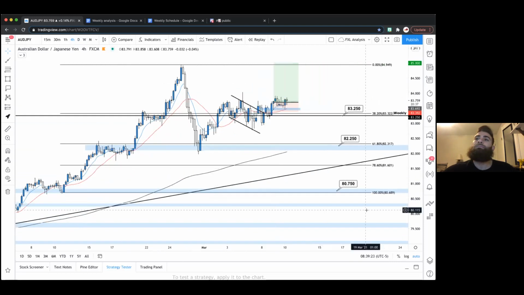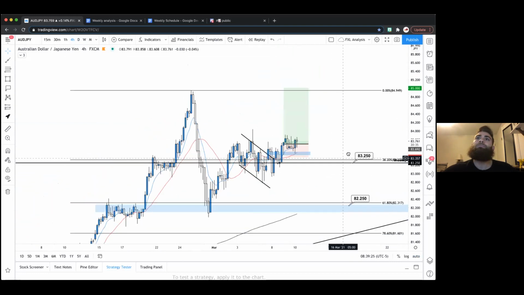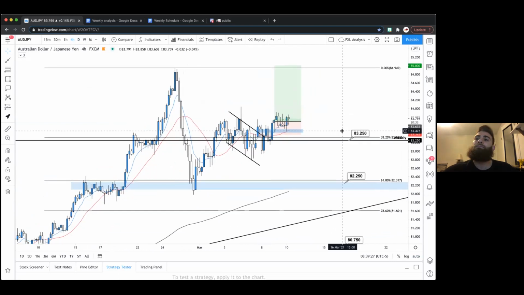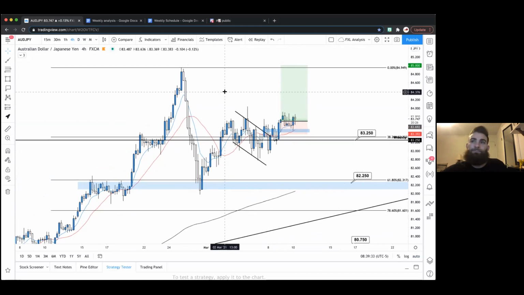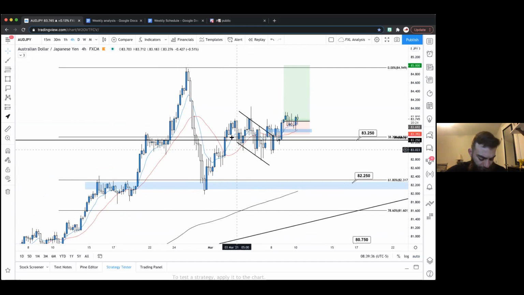Zoom in here. All right. So we have been consolidating a little bit. This is actually a live trade too. There's been a few entries on this one. But for right now, we are essentially waiting to continue with the overall bullish trend, right?